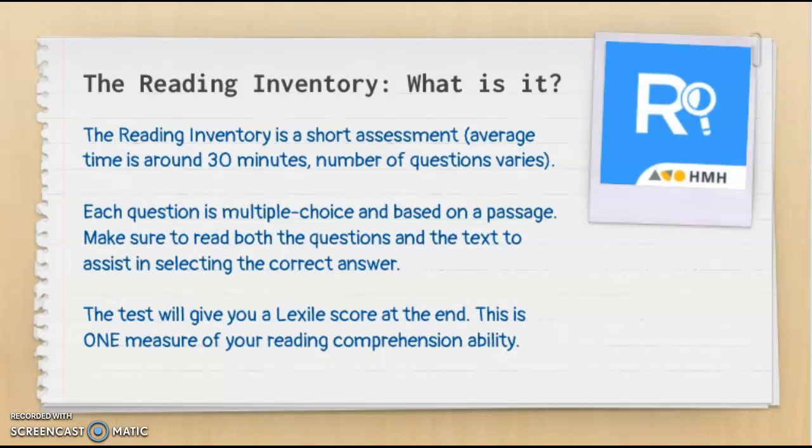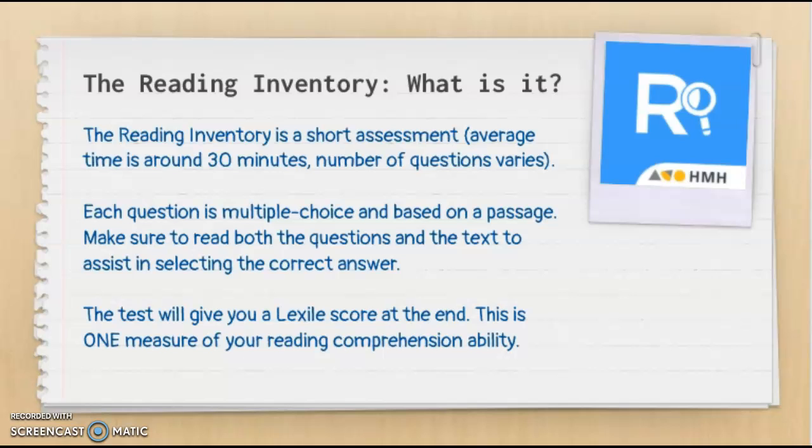Tell them what the reading inventory is. It's a very short assessment, so they can take their time and read each question carefully. The average time is around 30 minutes and the number of questions varies. They also get 3 skips, so if they get stuck on a question, they can skip it 3 times and it will not penalize their score.